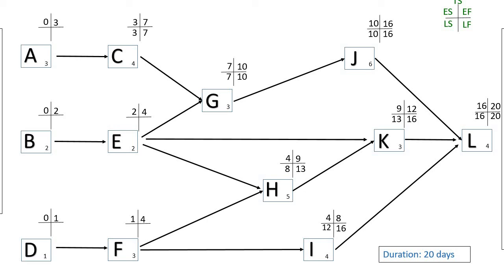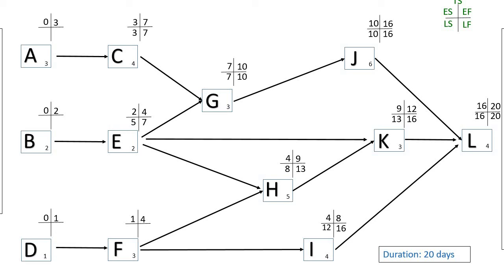So activity G, the late start is on day 7. Activity K, the late start is on day 13. The late start on H is day 8. So the late finish on activity E would be on day 7. 7 minus 2 would give you 5. And this is what you need to note: in the forward pass, we always take the higher number. When we're going in the backward pass, we always take the lower number.